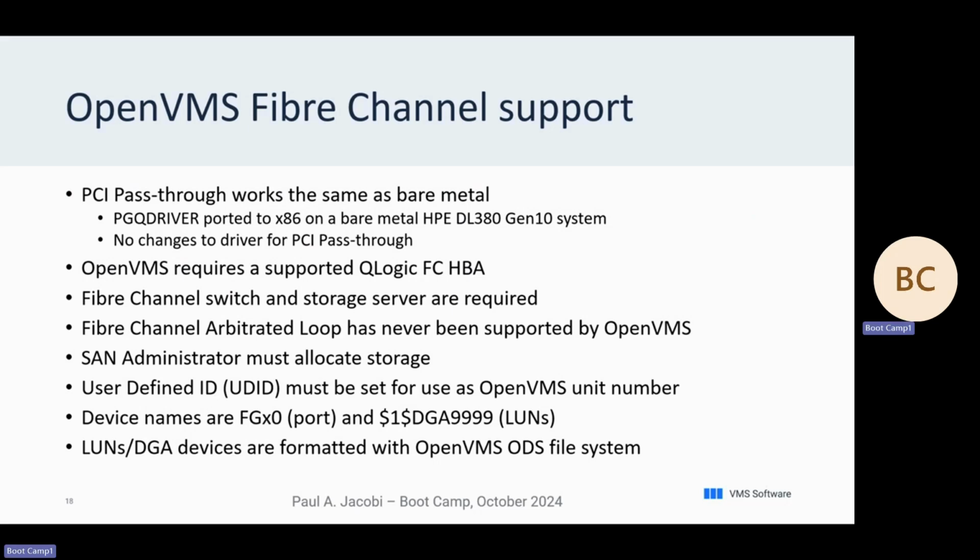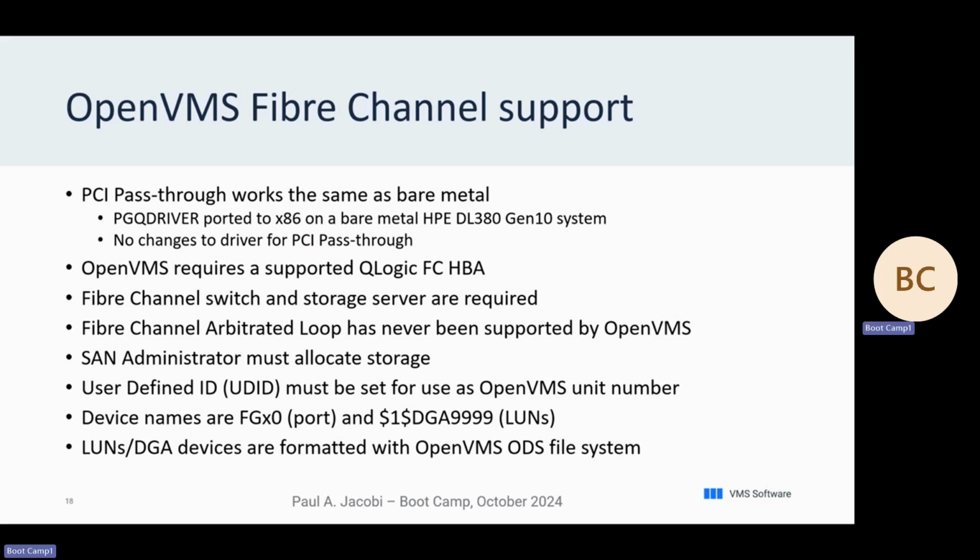You have to first only use a Fibre Channel adapter that's supported by VMS. You have to have the particular Fibre Channel adapter that we have a driver for. You must use a Fibre Channel switch and a supported Fibre Channel storage server. Fibre Channel arbitrated loop mode has never been supported by OpenVMS and probably never will. You must go to your SAN administrator now and have them allocate you storage on that array that you're connected to. The SAN administrator must set up the user-defined ID, which is used as the OpenVMS unit number.